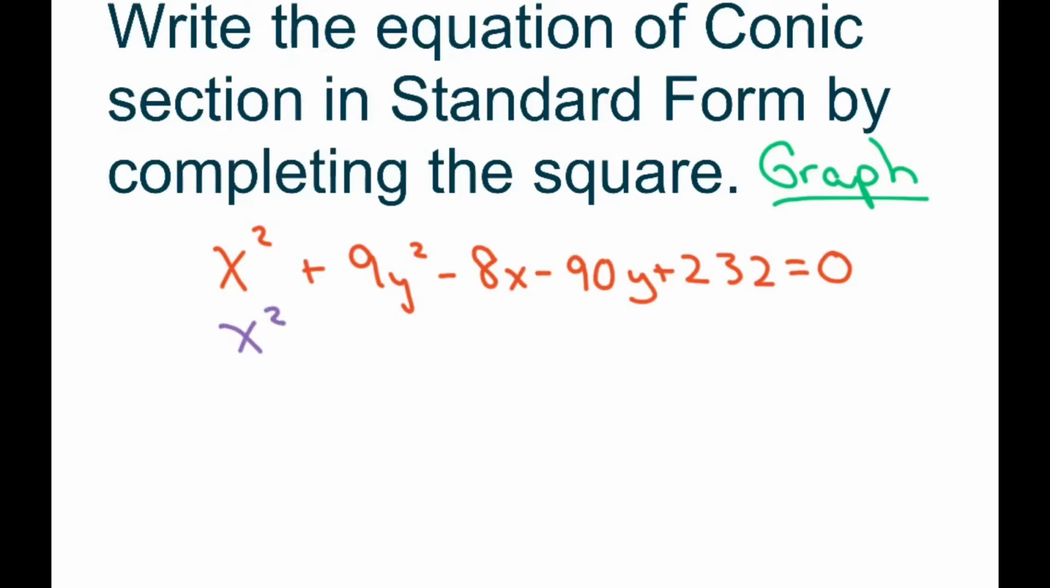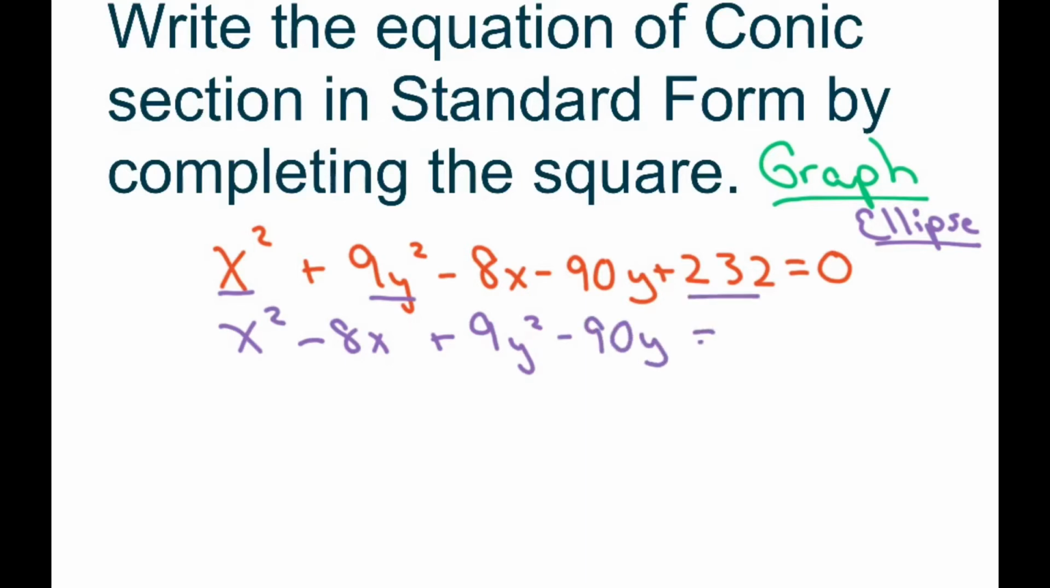So I have x squared. First of all, we want to know what this is, so I know that the lead coefficients of my x squared and y squared are both positive, but they're different. There's a 1 in front of the x squared and a 9. So that means this is going to be an ellipse. So that's going to help us find out what information we need to write down. So that's an ellipse. So now let's group our x's together and our y's together. That way we can complete the square.